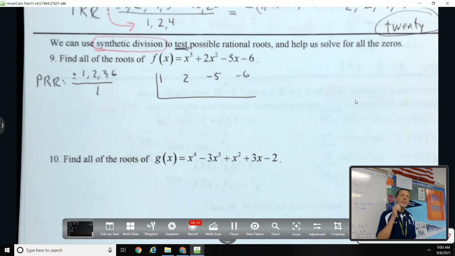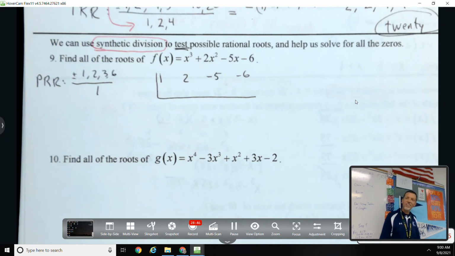Because if I synthetic divide and it works, how will I know it works? What am I looking for? If the remainder is 0. But I have 8 choices to pick from. So you have to do all of them? I don't have to do all of them. I do have to do them until I get an answer.